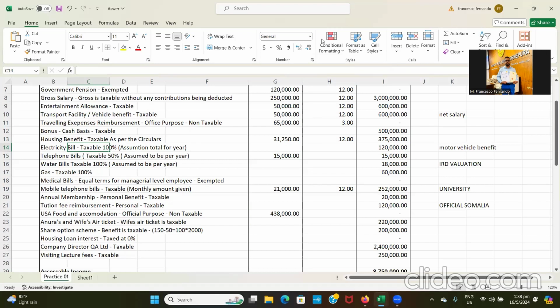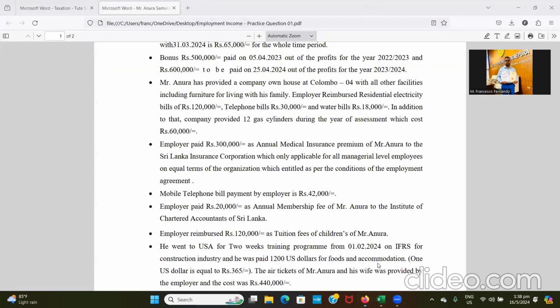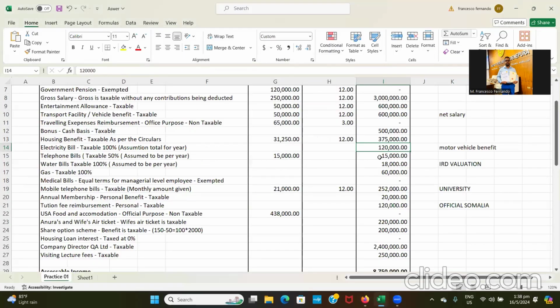Here they haven't given whether this is for a month or for a year. Therefore, we can assume this is for a year, and we can write that assumption. So electricity 100%, therefore 120,000. Telephone bill is only 30,000, so 50% means 15,000. Water bill 18,000 and gas 60,000.